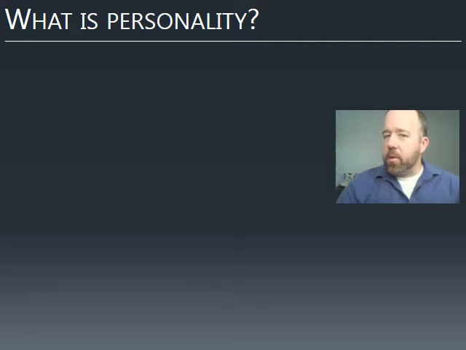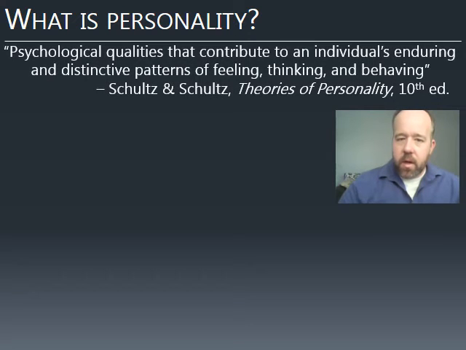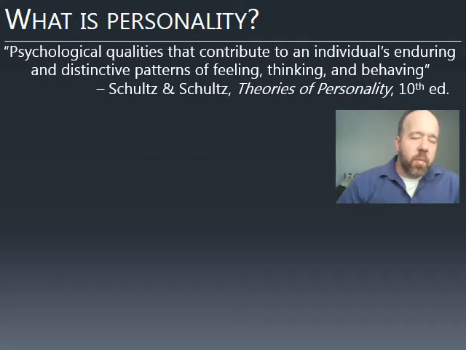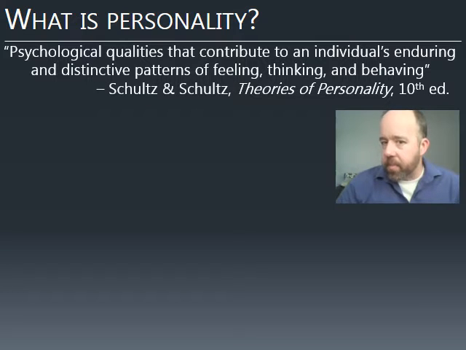So first, as always, we have to define our terms and ask what personality is. So your book has one definition. I think it's a little too short. I think it's kind of incomplete. So I've borrowed this one from another textbook. And that is that personality consists of psychological qualities that contribute to an individual's enduring and distinctive patterns of feeling, thinking, and behaving. Now, your textbook has that last part, the feeling, thinking, and behaving. That's what we're trying to understand. That's what we're trying to explain.